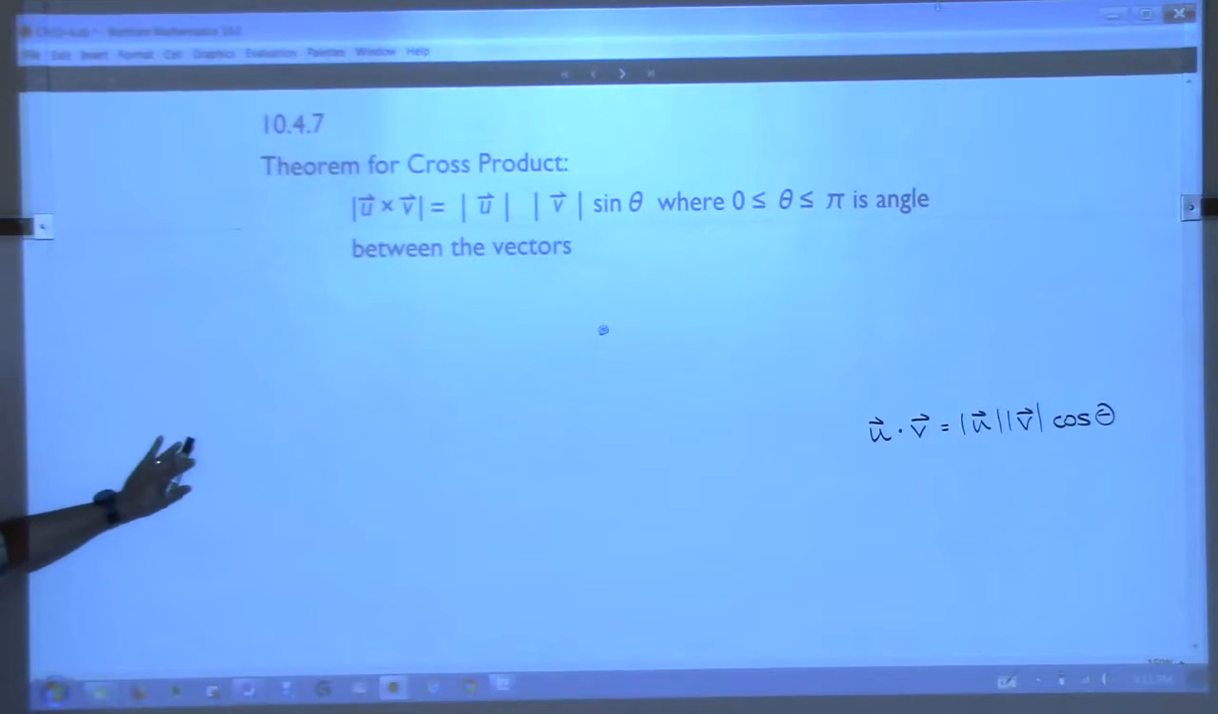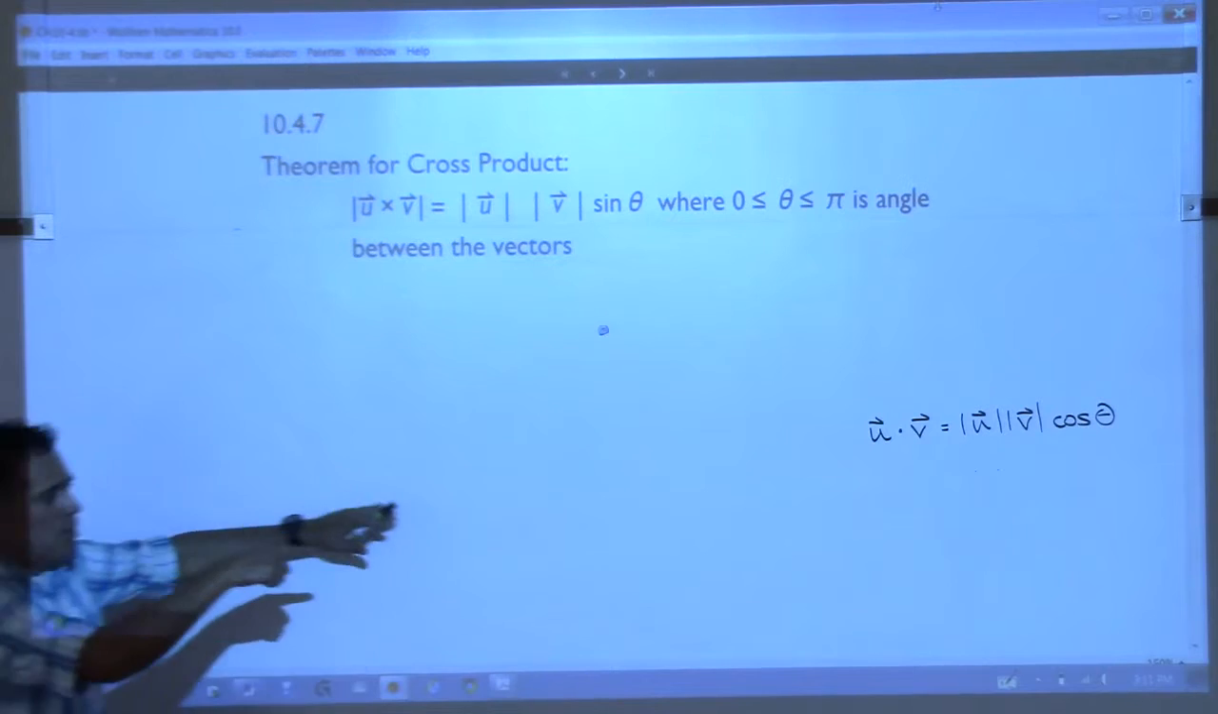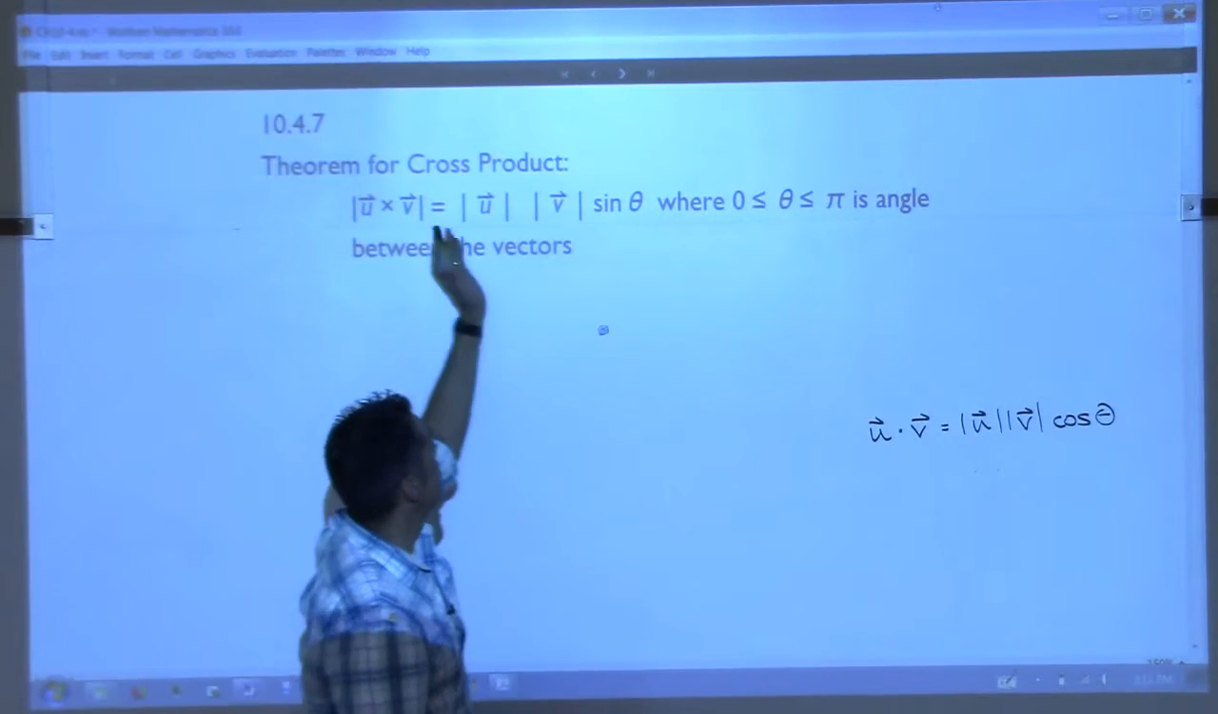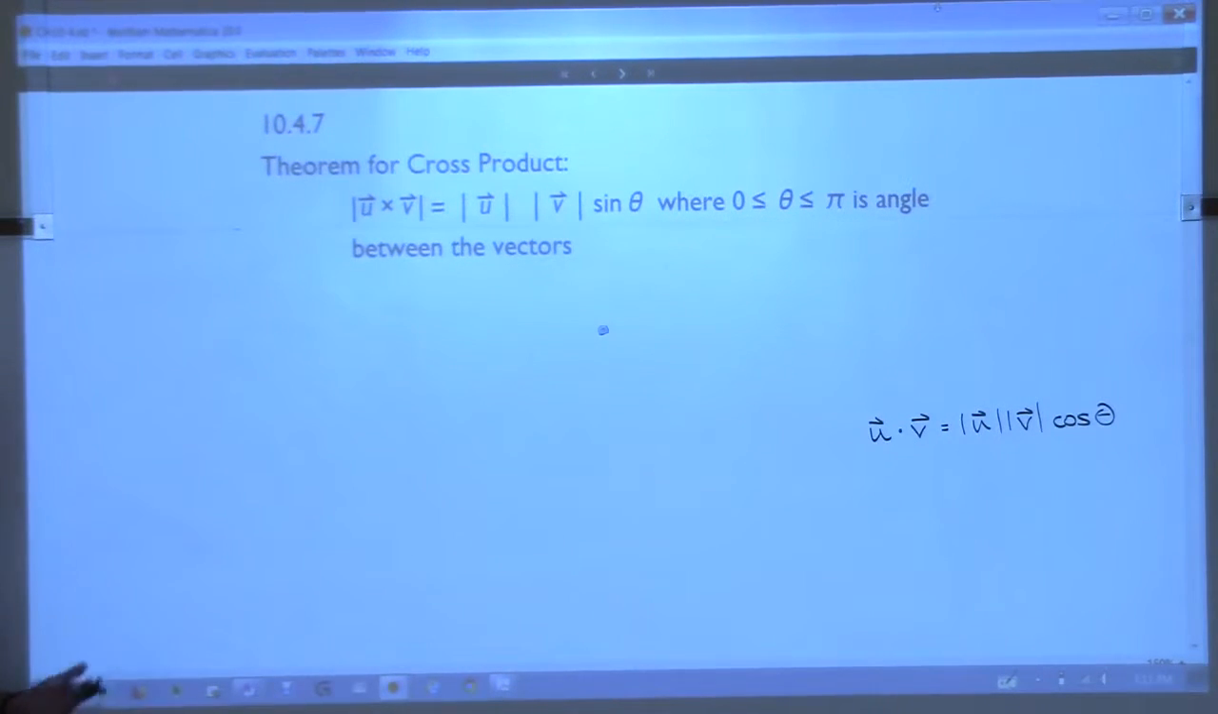I'm not going to prove that one to you. I proved that one to you, didn't I? I showed you this proof in class. I'm not going to prove this one to you, but you could do it in a similar fashion, drawing triangles and taking lengths. Won't do that for time. But what's nice about this is it gives us a way of checking something.